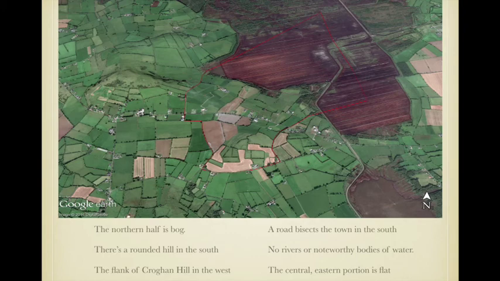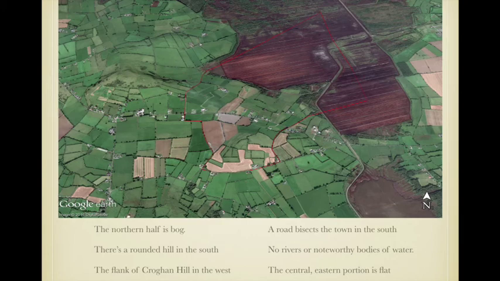First of all, we can see that the northern half is bogland. That's what all that brown area is. Second, there's a rounded hill in the south. Way in the southern portion, you can see there are some tan-colored fields in that area. Third, the flank of Crowhon Hill in the west. So in the western portion, just right below the bog, you have some hill land there.